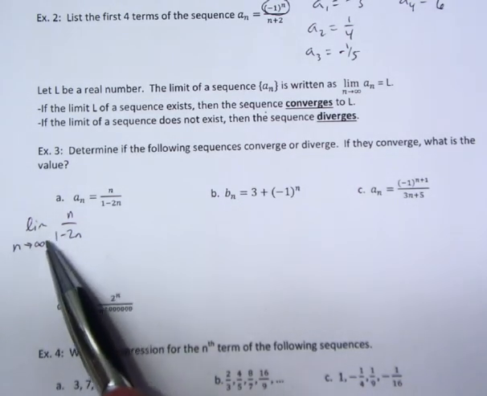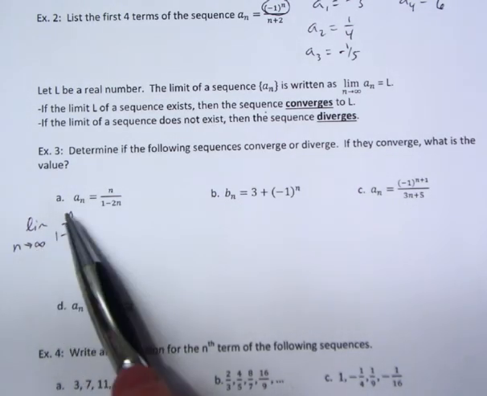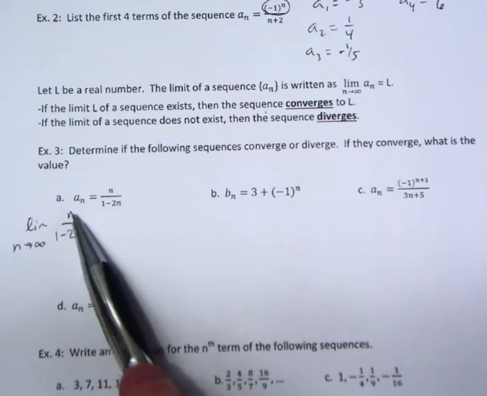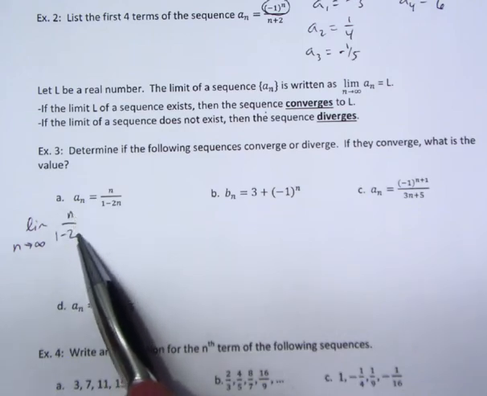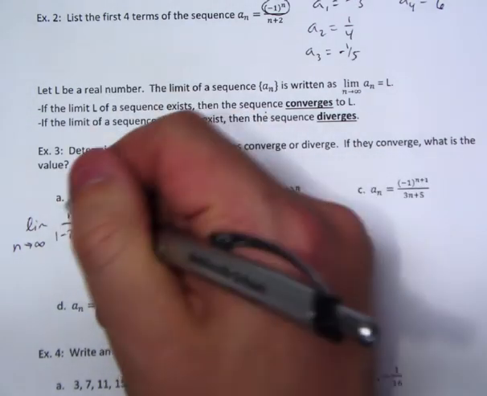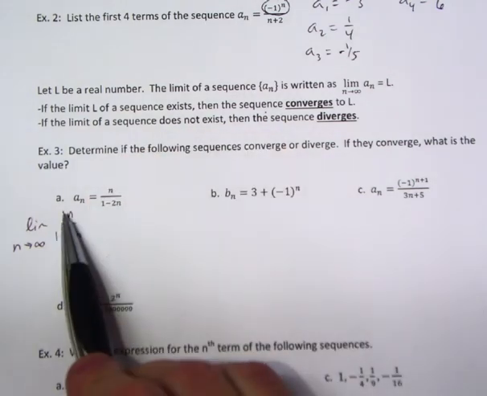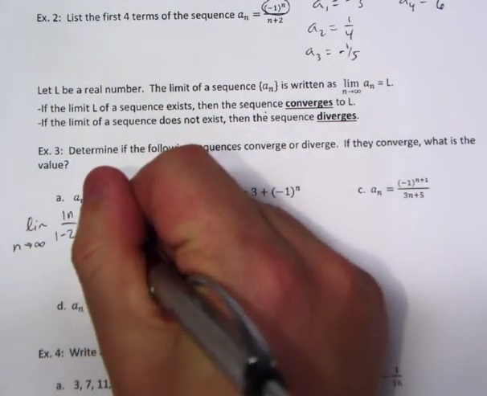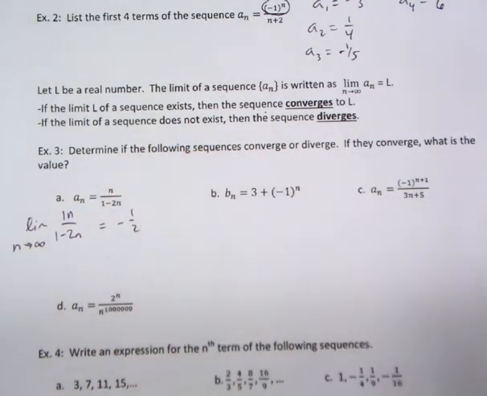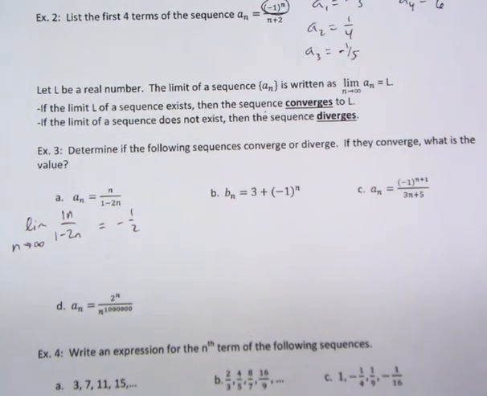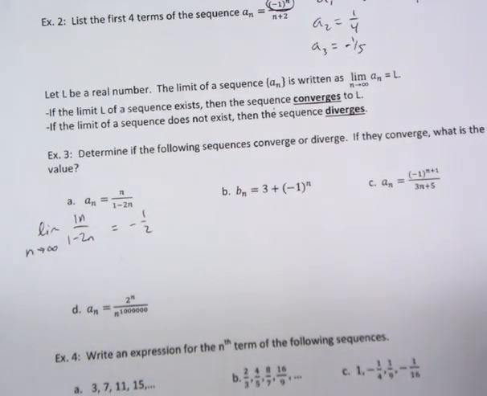But if you remember back to horizontal asymptote rules, if the degrees are the same on the top and the bottom, then as n goes to infinity, you're just going to get whatever that leading coefficient fraction is. In this case, 1 over -2. So -1/2.